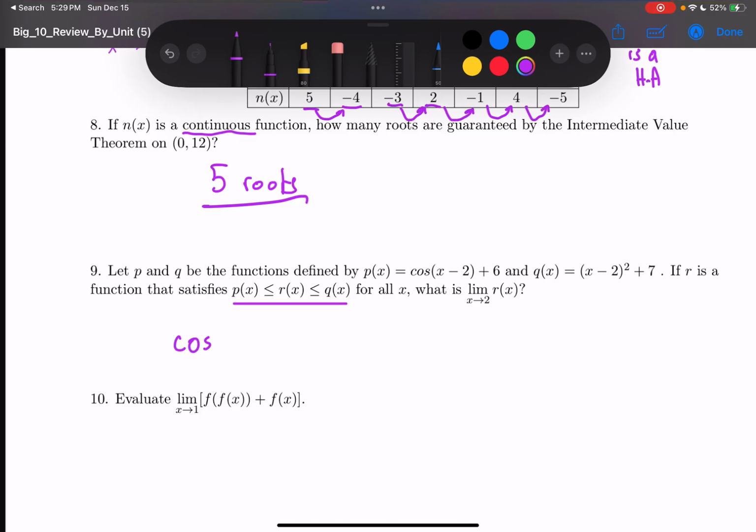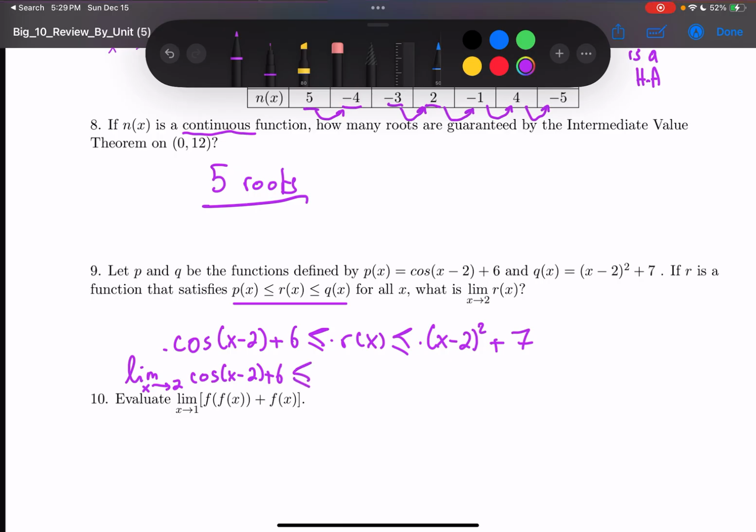So it will be cosine of (x minus 2) plus 6 smaller or equal than r of x smaller or equal than (x minus 2) to the power of 2 plus 7. Now inserting limit as x tends to 2 on every single side. What we're going to have is limit as x tends to 2 of cosine of (x minus 2) plus 6, limit as x tends to 2 of r of x, limit as x tends to 2 of (x minus 2) to the power of 2 plus 7.